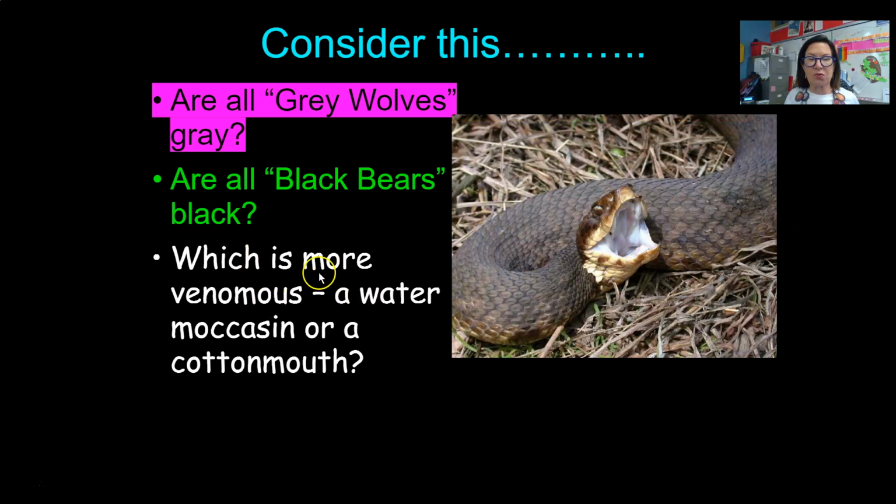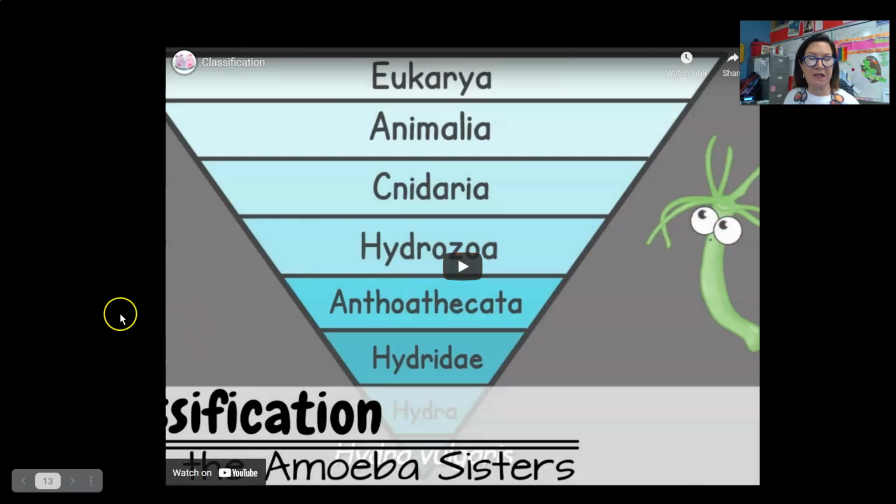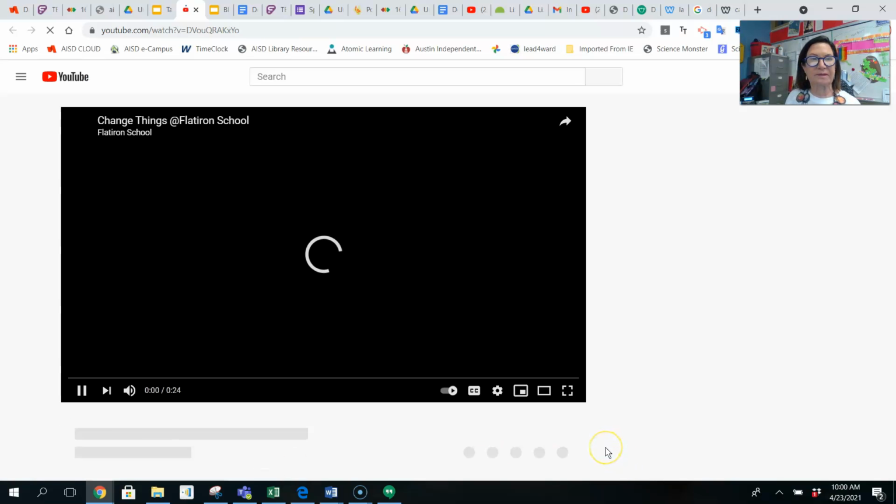And of the snakes, which is more venomous, a water moccasin or a cottonmouth? So everybody has their opinion on that. And actually, if we go to the snakes, they are exactly the same snake. They are just named different things in different regions of our country. Okay, so we are going to watch this little video here.